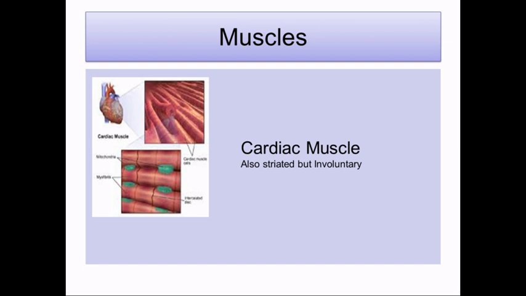Cardiac muscles are striated but involuntary. They are responsible for the sustained contractions of the heart and movement of blood in and out of the heart. It is driven by a complex series of impulses from the autonomic nervous system.